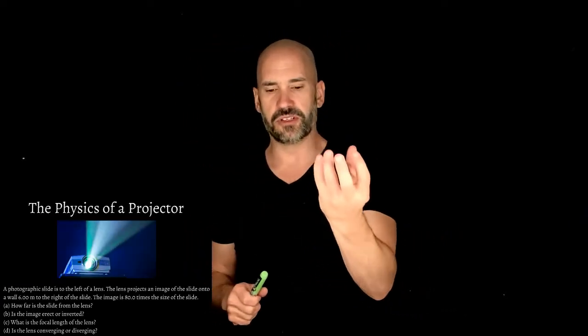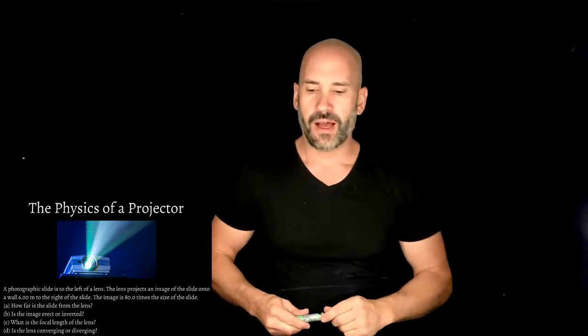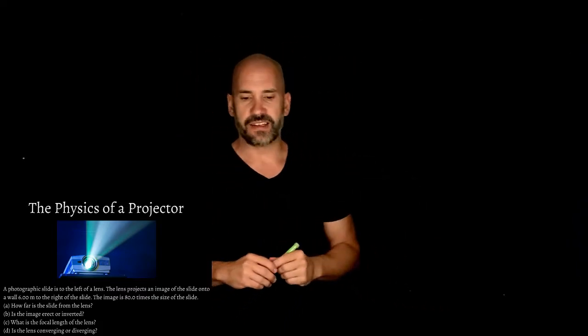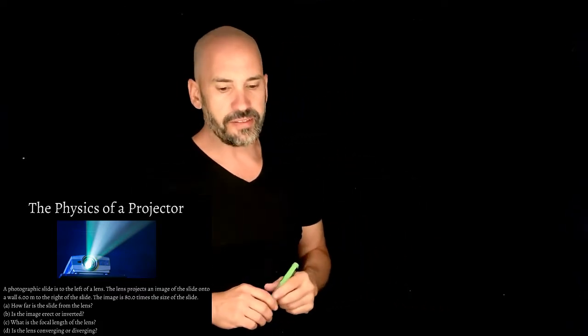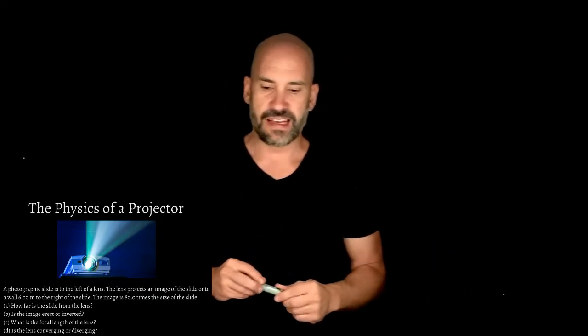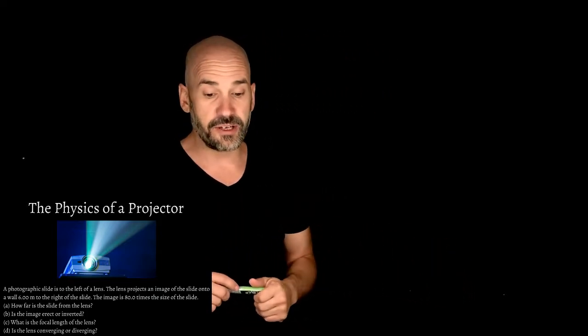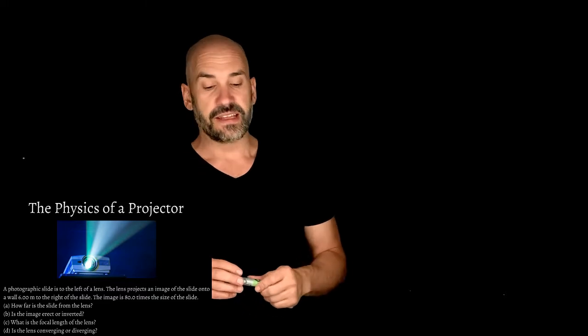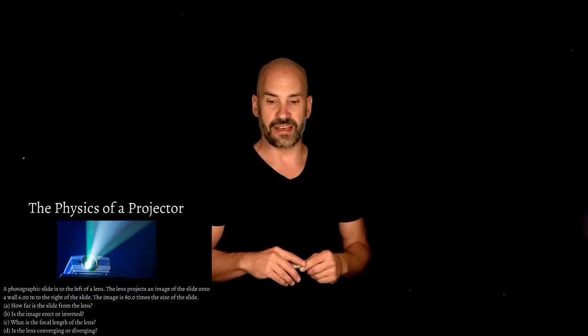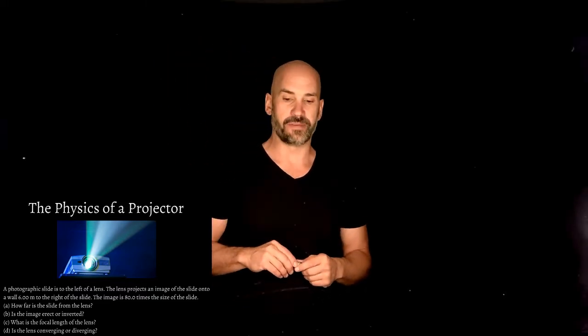All right, we're going to do another misconception question. It's the physics of the projector. Remember, projectors are real images that are projected upon a screen. The photographic slide is to the left of a lens. The lens projects an image of the slide onto the wall 6 meters to the right of the slide. The image is 80 times the size of the slide. How far is the slide from the lens?